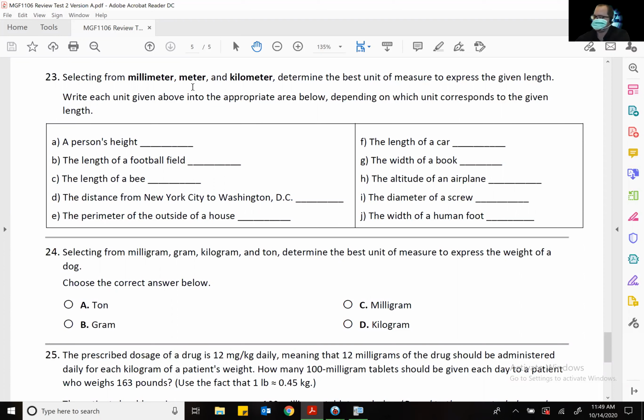All right. 23 or 24. 24 comes from 9-3, and the same thing for number 25, 9-3. So in this one, it's very much like what you just did in 23, except it's weight. So if we wanted to measure the weight of a dog, would we do it in milligram, gram, kilograms, or ton?